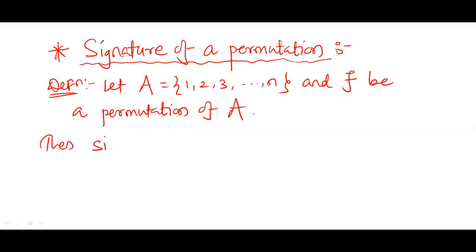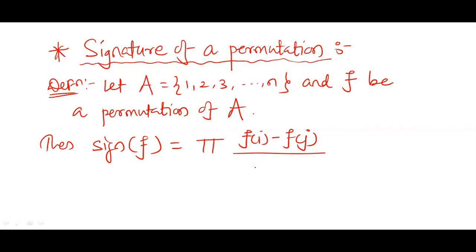Then signature of this permutation F is the product of all (F(i) minus F(j)) divided by (i minus j) for i greater than j, where i and j belong to set A.